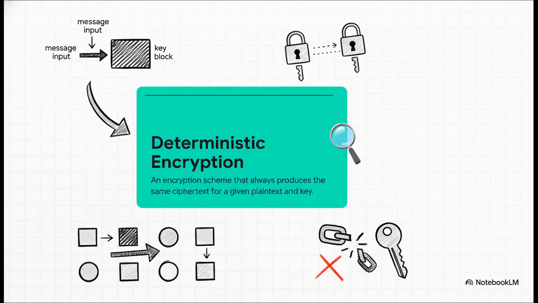This type of flaw has a technical name. It's called deterministic encryption. Deterministic is just a fancy word for predictable. It means if you give it the same key and the same plain text, you will get the exact same ciphertext every single time. And that's the very thing we absolutely have to break.